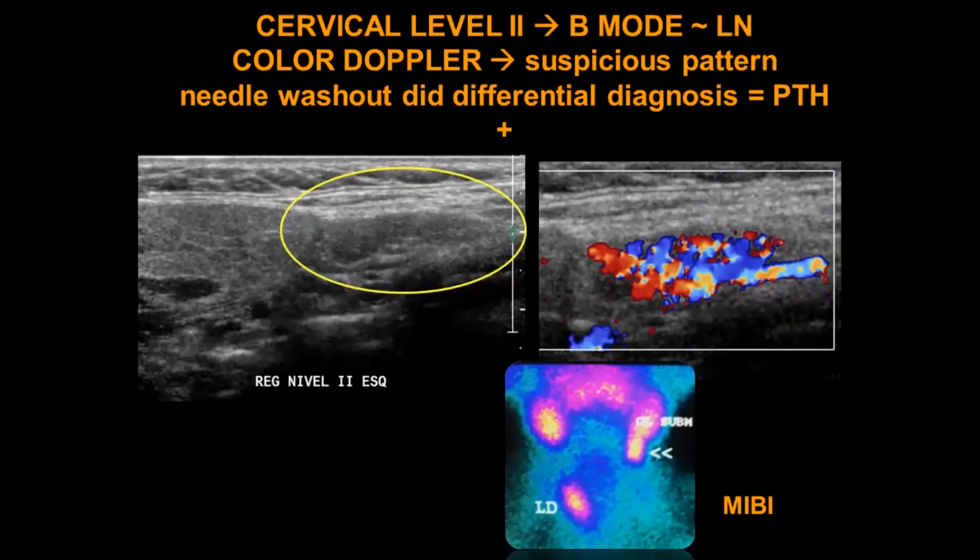Another example here in level 2, an elongated nodule with a color Doppler mapping as an abnormal lymph node or another thing we didn't know at the phase. We performed fine needle aspiration with dosage of parathormone and thyroglobulin, and it was positive for parathormone. And the immunocytochemistry confirmed this parathyroid nature as well.